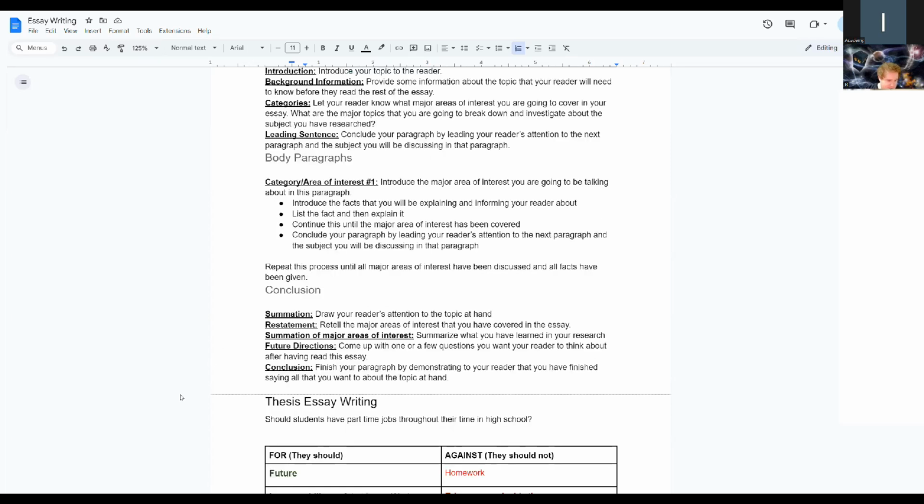Your body paragraphs. Oh, body is very easy. It's actually the three main parts.